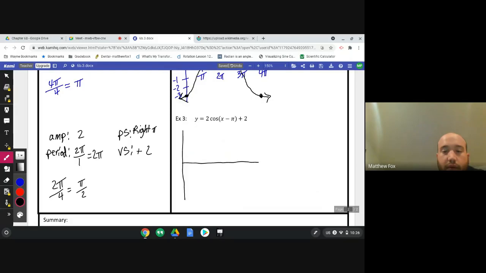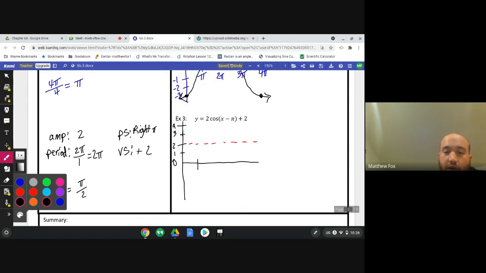It's up 2. So our midline is here. And the amplitude is 2. So we know it goes 2 higher, 2 lower. So we'll go all the way up to 4. And it will go as low as 0.